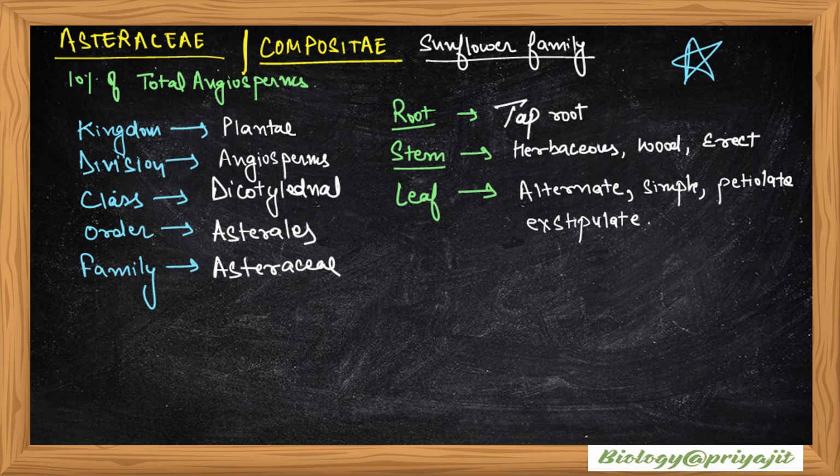The root is taproot. Stem is herbaceous, woody and erect. Basically, the flowers of this family are shaped like a star, so they are called Asteraceae. Aster means star. The leaves are alternately arranged, simple, petiolate and exstipulate.